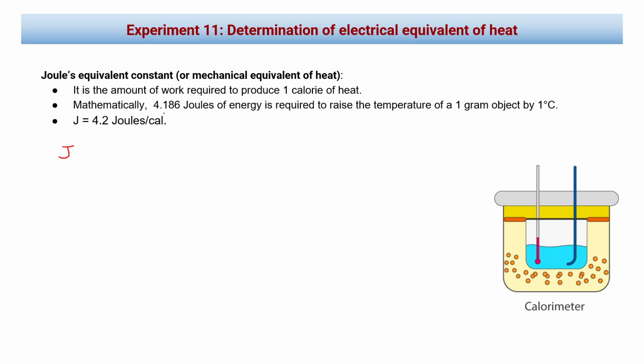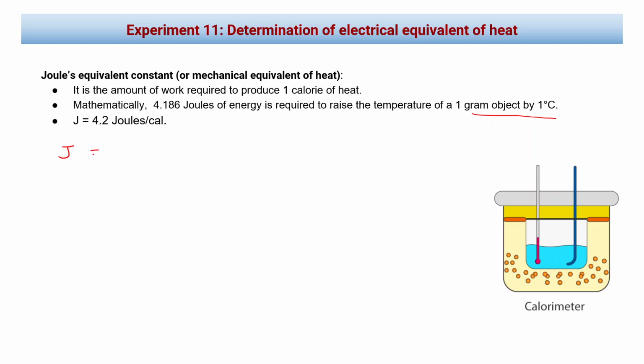Mathematically, 4.186, or you can round it off to 4.2. So mathematically 4.186 joules of energy is required to raise the temperature of 1 gram object by 1 degree centigrade, or to produce 1 calorie of heat, and this constant is known as Joule's equivalent constant or mechanical equivalent of heat. Now in the experiment that was demonstrated, we were actually calculating the electrical equivalent of heat.